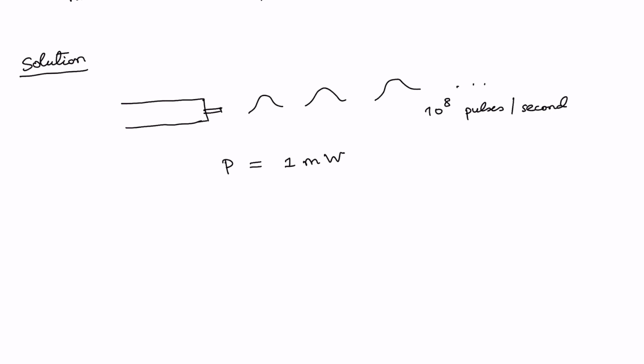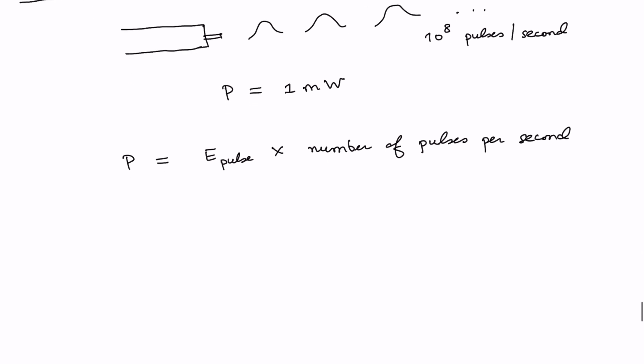To do this problem, first let us find out what is the energy of a single pulse. Now you see the average power is going to be given by the energy of a single pulse into the number of pulses per second. So this is how you are going to get the average power. Now this number of pulses per second is already given, that is 10 to the power 8.